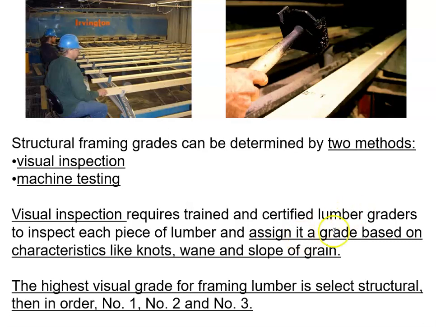They inspect every piece. They assign a grade based on characteristics such as knots, wane, and the slope of the grain. Okay. The highest visual grade for framing lumber is select structural, and then in order 1, 2, and 3 to the bottom. So structural engineers and architects will typically say that you'll find in the notes the specifications for a building that all framing lumber must be number 2 or better, for instance.